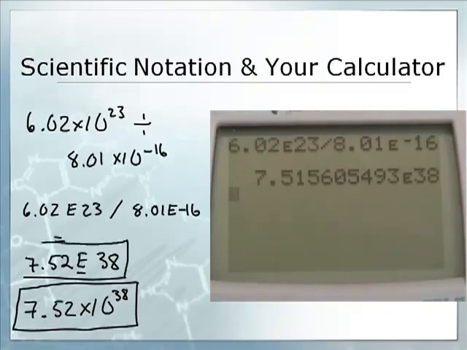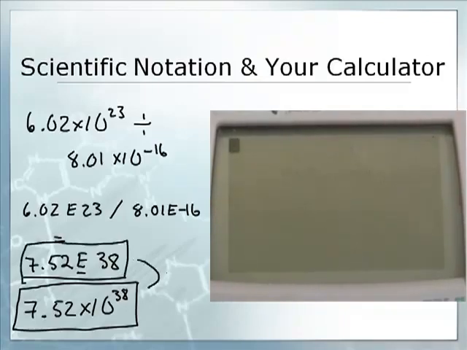Now, let me show you something. These are the same numbers, right? If you do not use the E button and you are not good at using parentheses, let me show you what happens on this particular problem. Mr. Sams is going to make a mistake. If you do it wrongly, 6.02. Now I'm going to hit the times button, and then 10, and then that caret, 23. That means 6.02 times 10 to the 23rd.